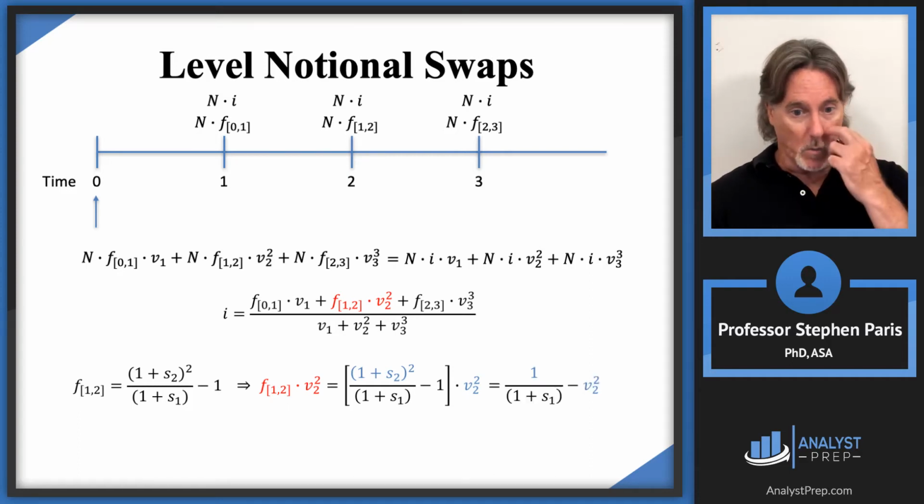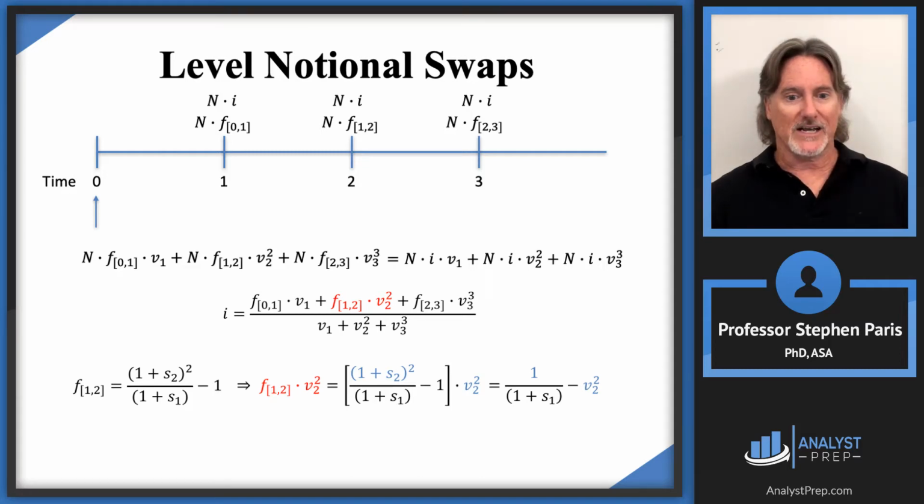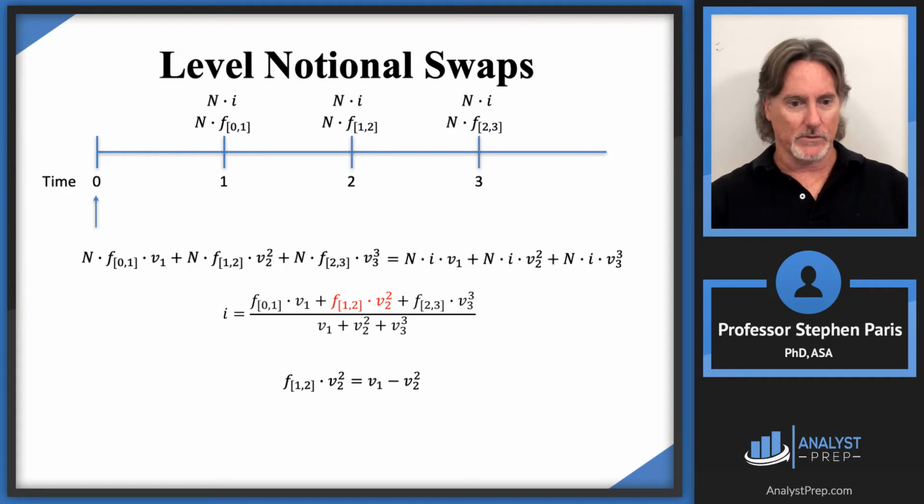So I'm left with just a 1 over 1 plus s sub 1, and that 1 over 1 plus s sub 1 is the v value with respect to a 1 year spot rate. So that's v sub 1. And so that's my punchline here. So let me just take out the intermediate steps. That's the punchline. Let's look at the third term in the numerator, and then I think you'll be able to see what the pattern is.